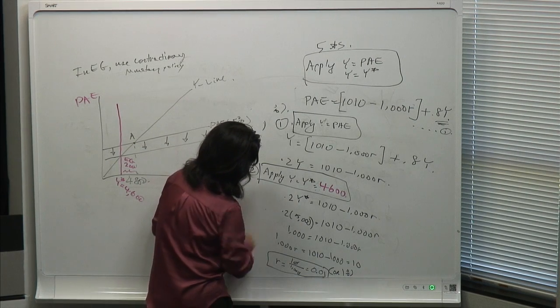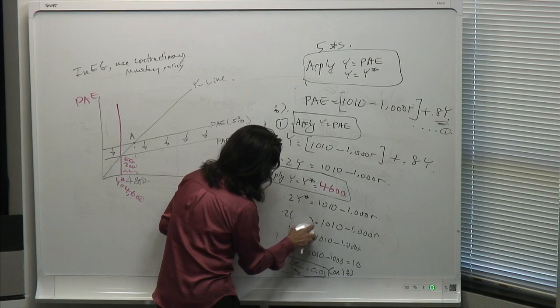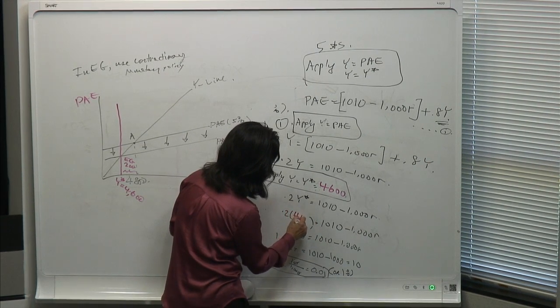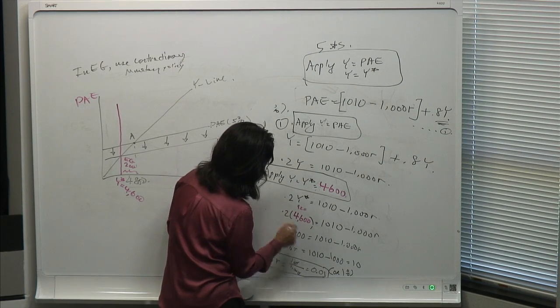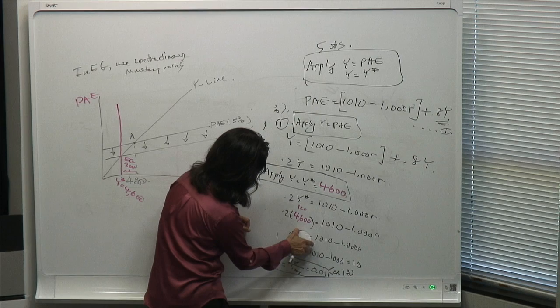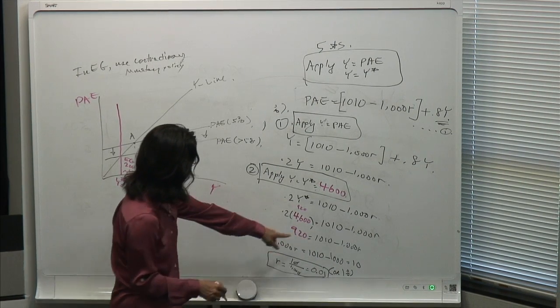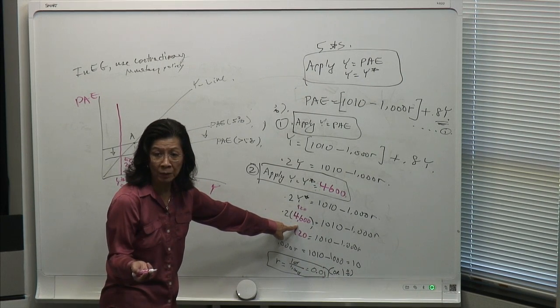So here, instead of 5,000, somebody use a calculator, please. What is 20% of 4,600? 920. Thank you so much. Okay, so this becomes 920. Is everybody with me? So everything is the same except that you substitute in a new potential GDP.